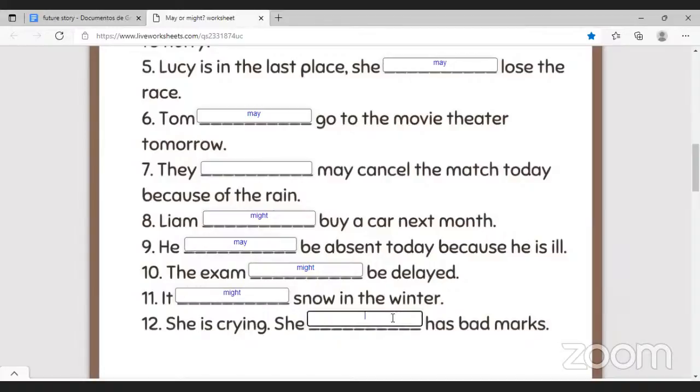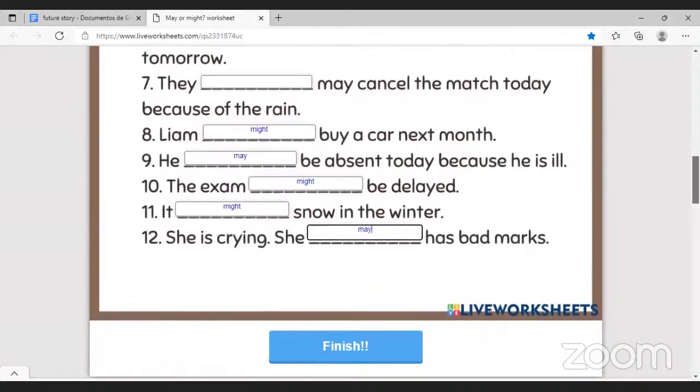All right. She's crying. What is marks? Like grades, like at school. If you have good grades, you should be happy. If you have bad grades, maybe you can be crying. She may have bad marks. Excellent. All right. Now, before we send that, I'm going to tell you how many mistakes you have.